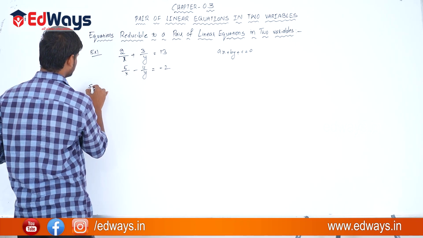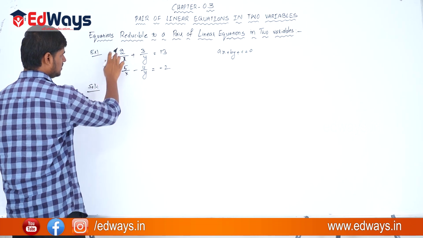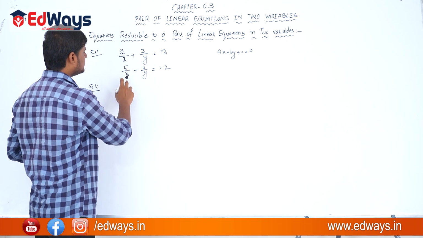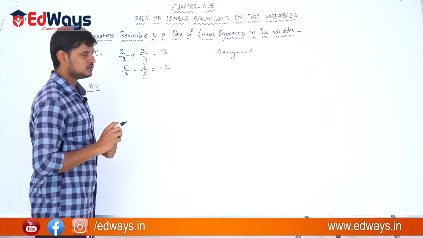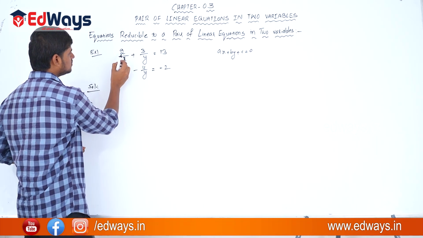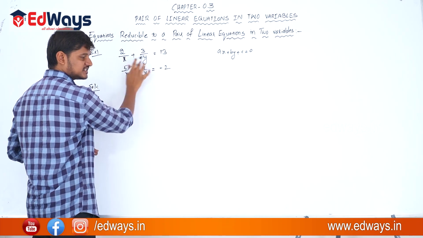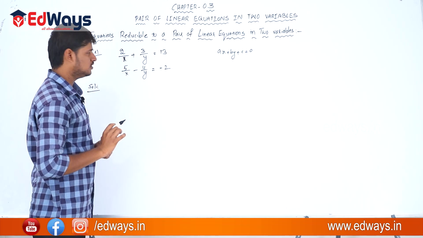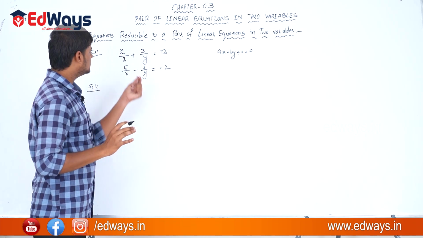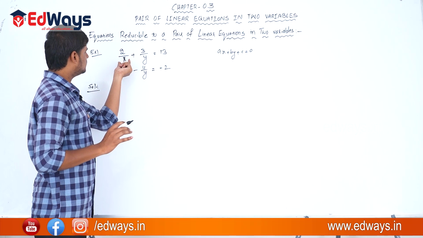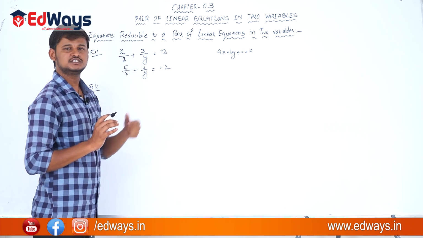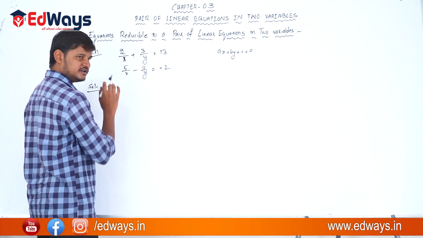Let me consider this example: 2 by x plus 3 by y is equal to 13 and 5 by x minus 4 by y is equal to minus 2. Here it is in terms of x and y, but it's not in the form of ax plus by plus c is equal to 0. So what we have to do is convert this to ax plus by plus c is equal to 0 form, right? So how do we do that?